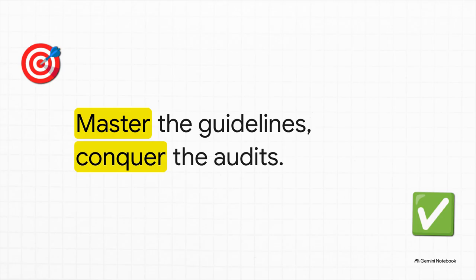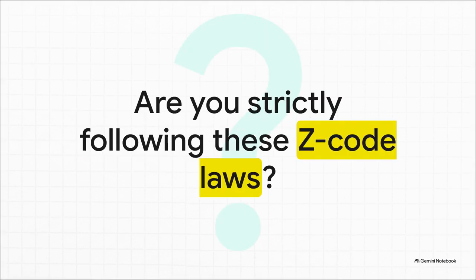At the end of the day, accurate documentation combined with a strict adherence to the rules equals absolute compliance. Relying entirely on the CMS official guidelines is the only way to ensure bulletproof accuracy in your coding career. Master the guidelines and you will conquer the audits for sure. So, I want to leave you with one final thought to ponder today. Are your current coding practices strictly following these absolute Z code laws, or are you falling into those textbook traps? Take a hard look at your recent claims and audit your own practices.